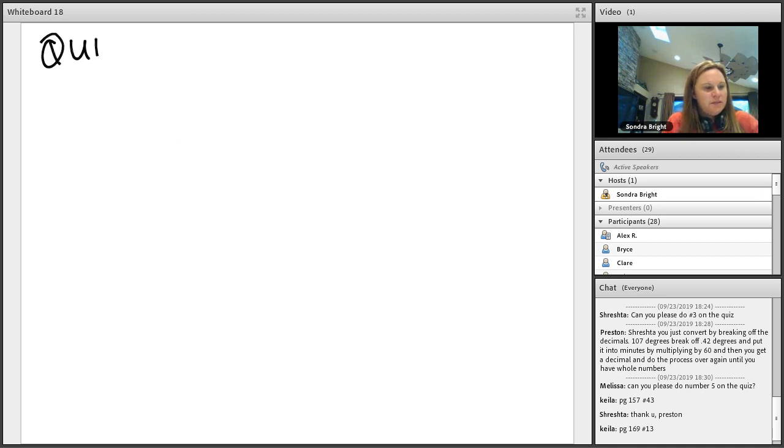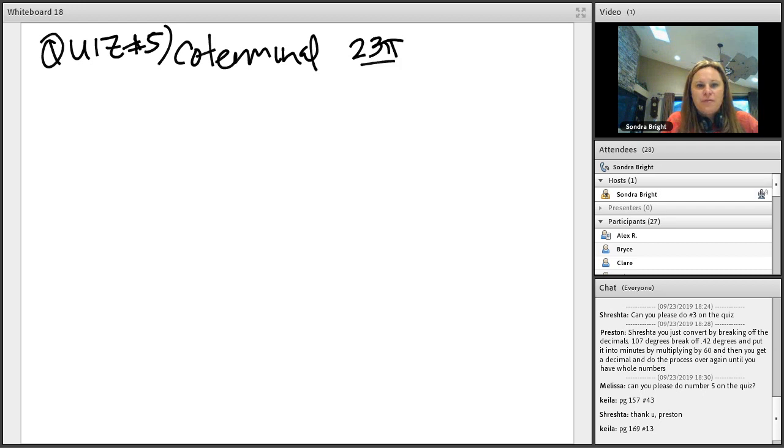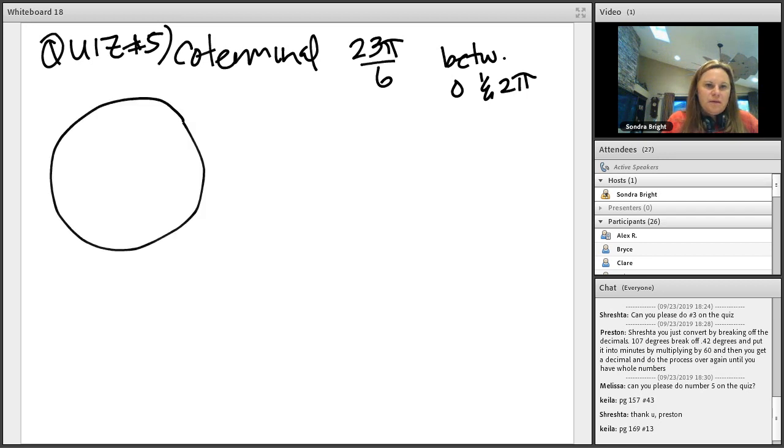So we want to determine the angle coterminal with 23 pi over 6, where it's between 0 and 2 pi. Really, you can just start subtracting 2 pi's, but I'll show you what I mean.